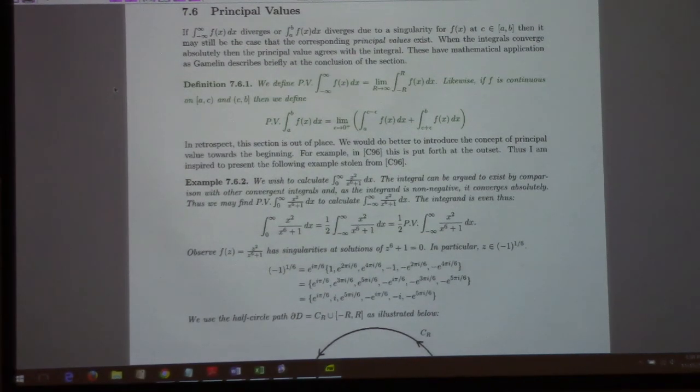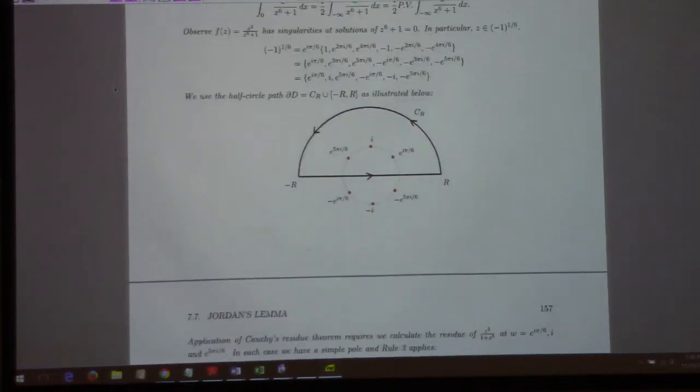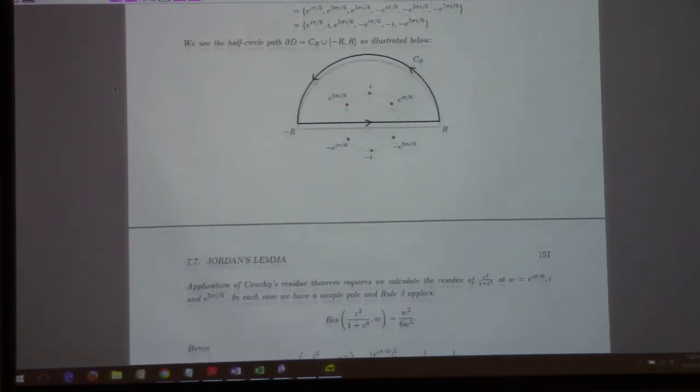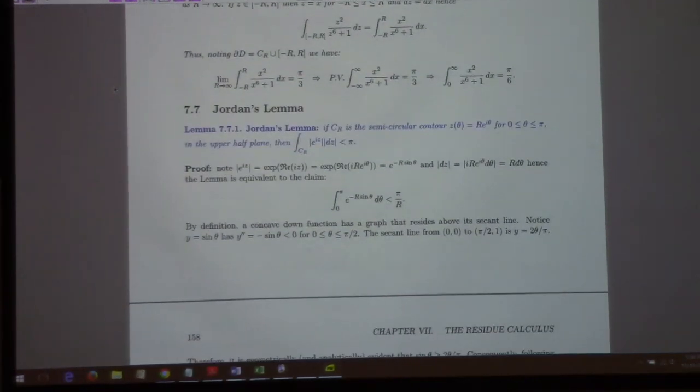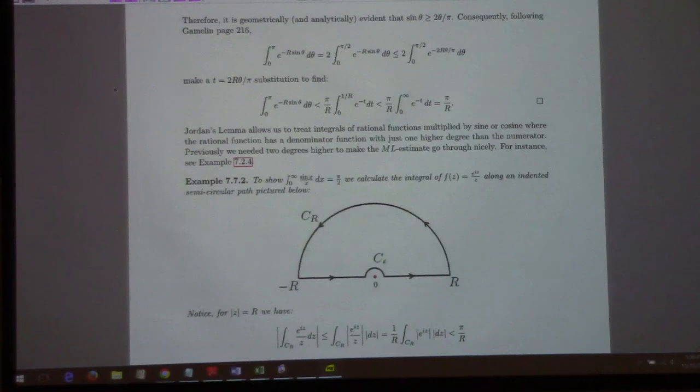Anyway, I think I've shown you enough to give you a flavor for it. Here's another example with 6 singularities, 3 of which are inside. Ooh, that one's fun. And then Jordan's lemma. You need something fancier to deal with stuff like sine x over x. Our previous techniques escape it. You need this more delicate result called Jordan's lemma to do that one.